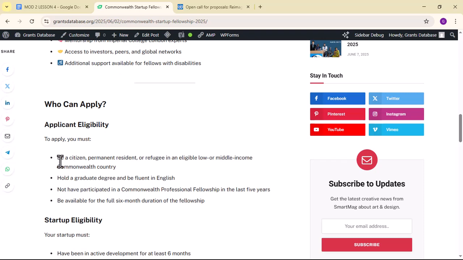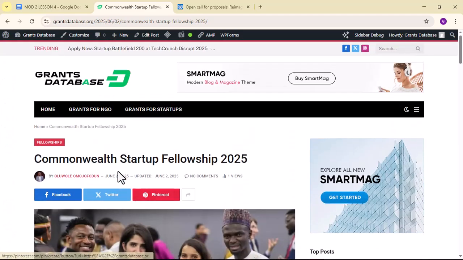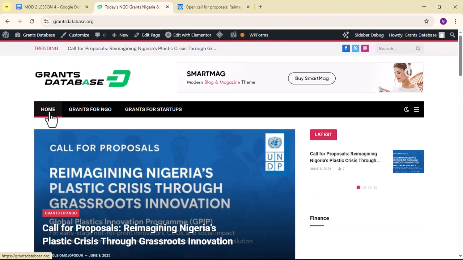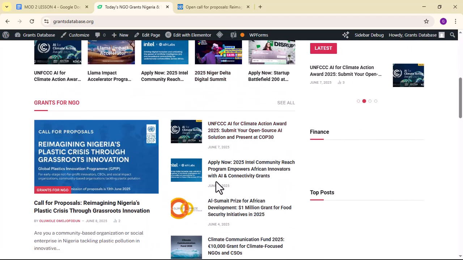To apply, you must be a citizen, permanent resident or refugee in an eligible low or middle income Commonwealth country. For example, Nigeria can apply. You must hold a graduate degree and be fluent in English, not have participated in a Commonwealth Professional Fellowship in the last 5 years, and be available for the next 6 months. If you fit into that, you can apply. I'm trying to bring up a local call for proposal by NDDC. I just want to show you that.